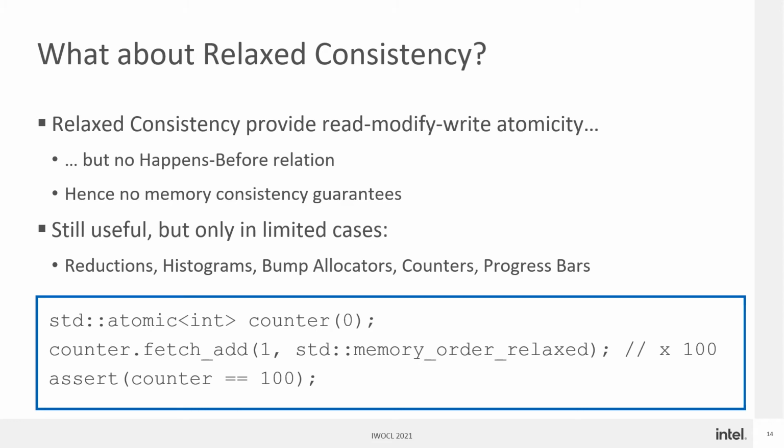As one example, let's say that we have an atomic counter, which we've initialized to 0, and then we're going to perform 100 atomic increments on this counter, possibly from one thread, possibly from multiple threads. We can definitely assert that after those 100 atomic increments occur, the counter is equal to 100, because we have the read, modify, write atomicity. We just can't make any inferences about memory operations around those relaxed consistency atomic operations.